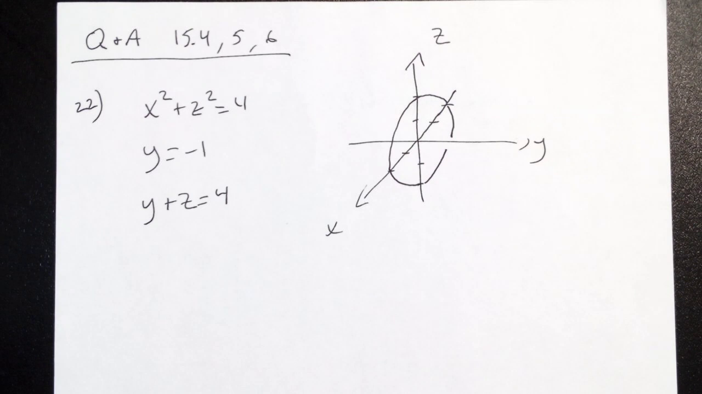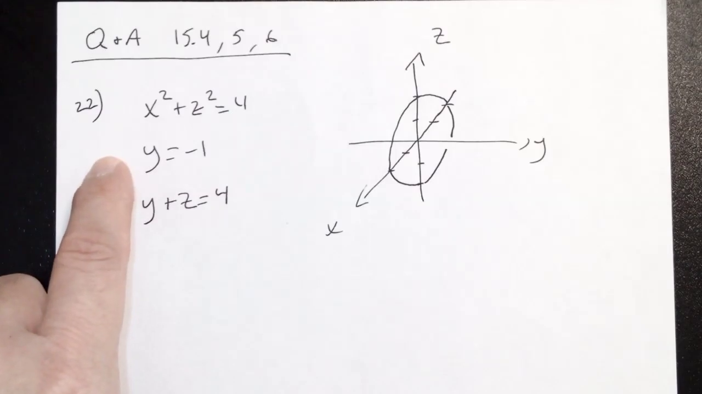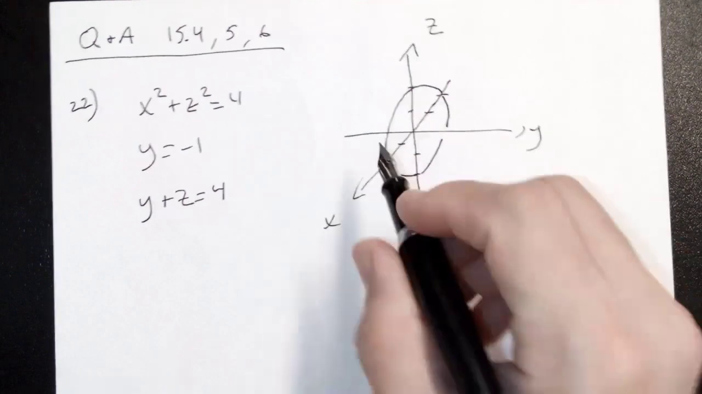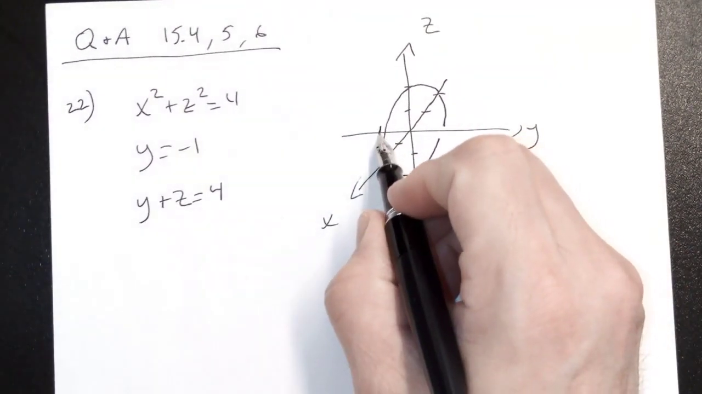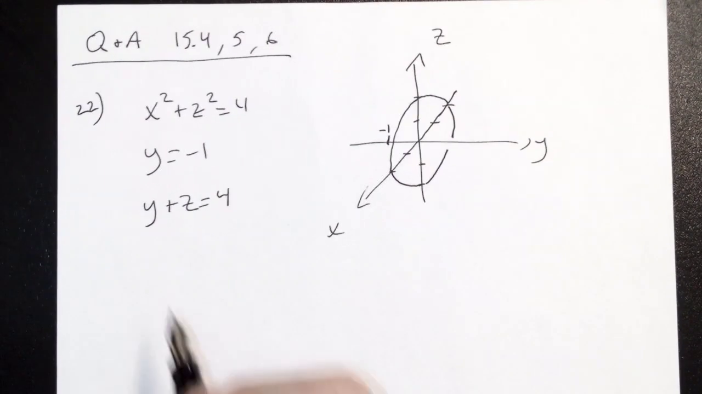And we should go that way with this, as far as we want, except that we're limited in our y direction. Y equals -1. So we can only go back that far. What about this?